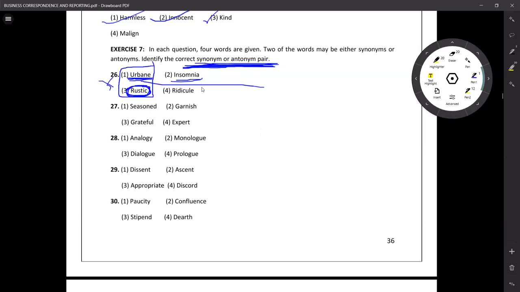Okay. So insomnia, remember yesterday I told you, how many of you walk in your sleep? How many of you talk in your sleep? Somn, we discussed, somn means sleep. Correct? Okay. So insomnia is lack of sleep. You're unable to sleep. Ridicule means to make fun or laugh. Okay. So the answer is 1 and 3. That's the antonymous pair.